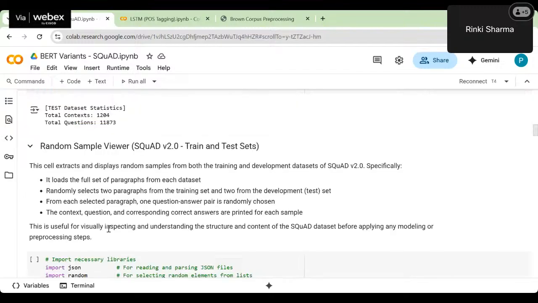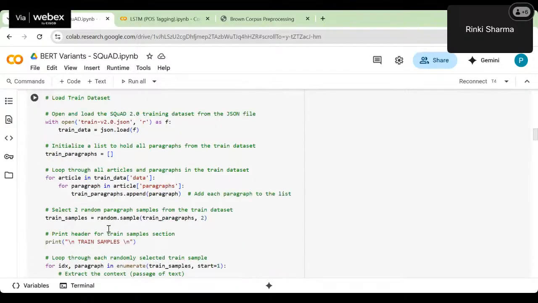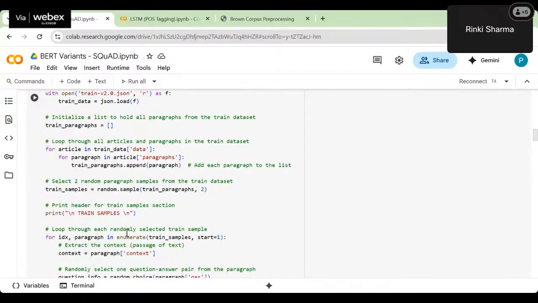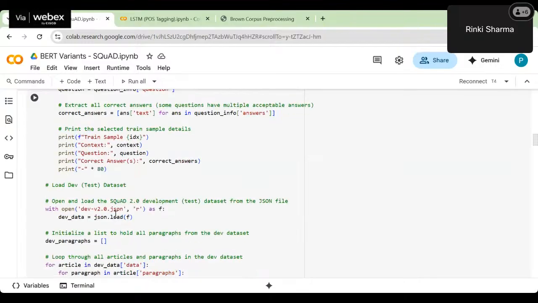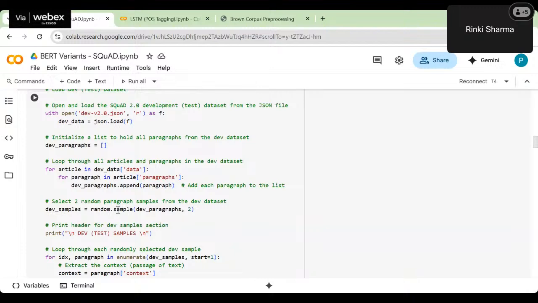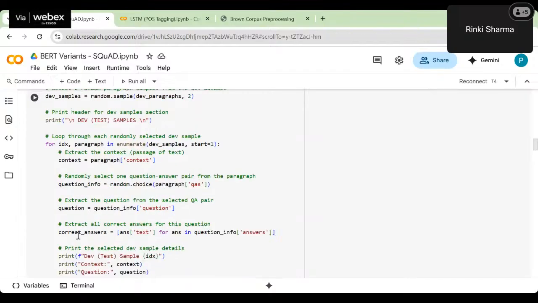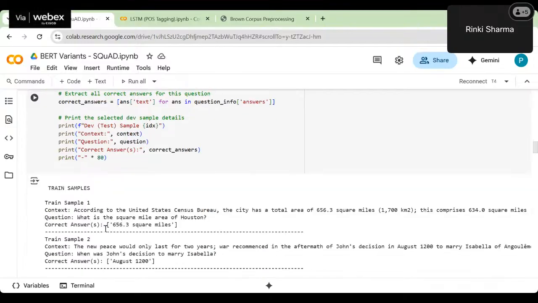From here, we choose 2 random samples from the training data, and this is how the training sample looks. We print our training sample: context, question, and the corresponding correct answer. Similarly, we load our test file. We choose any 2 random samples from our test file, and we print the output: the context as the context tag, the question as the question tag, and the correct answer. We print all these things from the test data also.